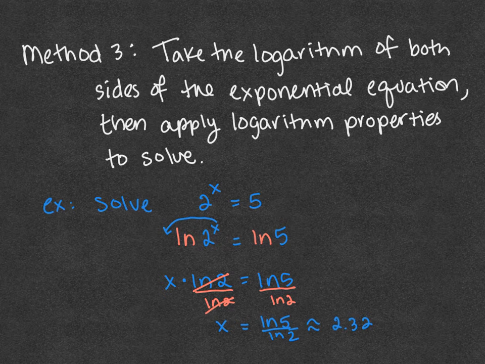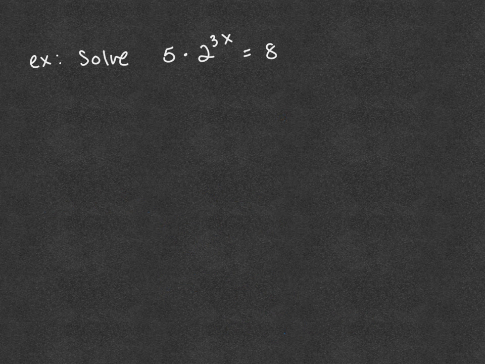But when you do take the logarithm of both sides, make sure the logarithm you use has the same base. So let's go ahead and do another example. For this example, we'll have 5 times 2 to the 3x is equal to 8. So we have a little preliminary work to do here. In order for us to take the logarithm of both sides, we need the exponential here to be isolated. Right now, it's multiplied by this 5.